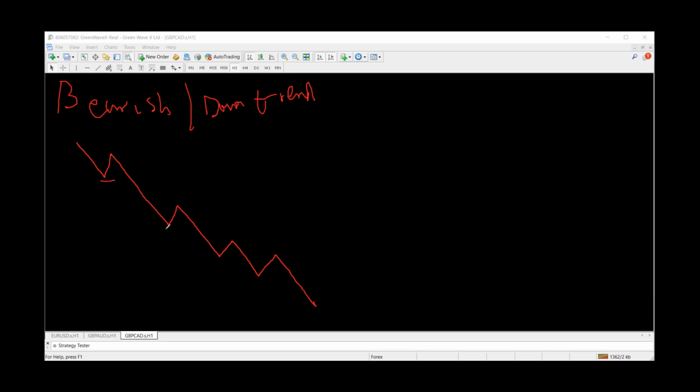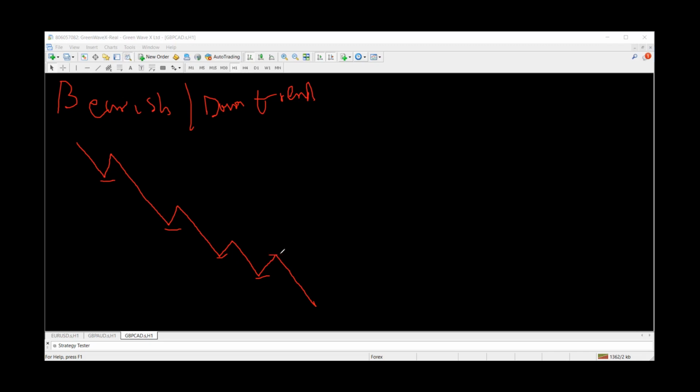This is a low. The lows are getting lower. Price is breaking the previous lows and giving us lower lows. So this low was broken to give a new low. This low was also broken to give a new low, and this one was broken to give a new low.